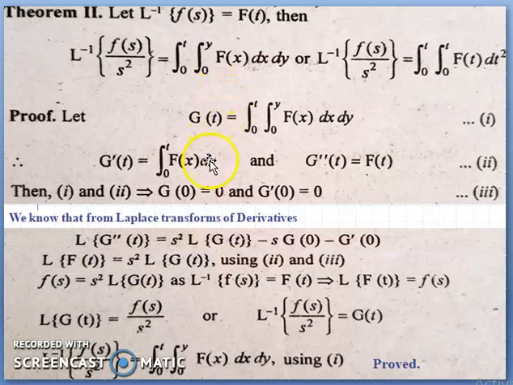Now from equations 1 and 2, g(0) equal to 0 and g'(0) is also equal to 0. This is equation number 3. Now we have equations 1, 2, 3.